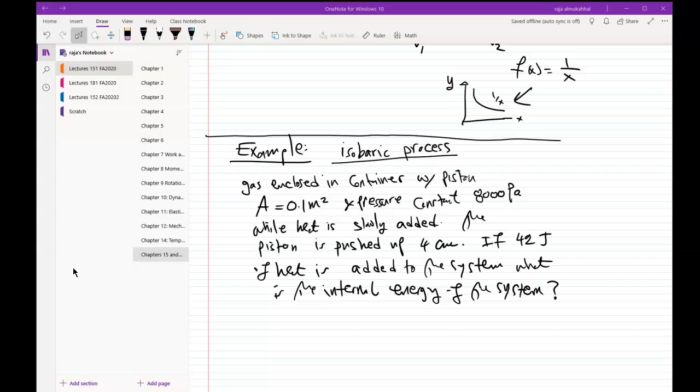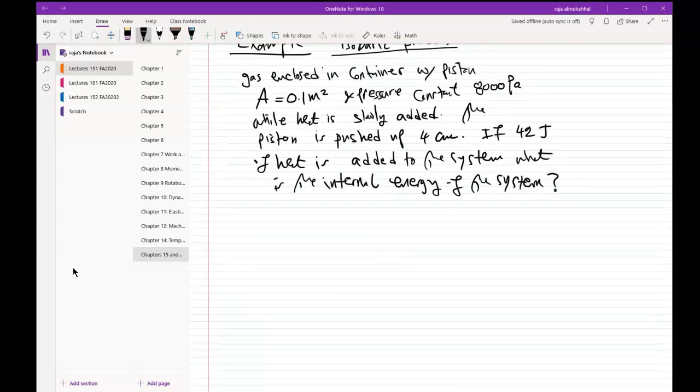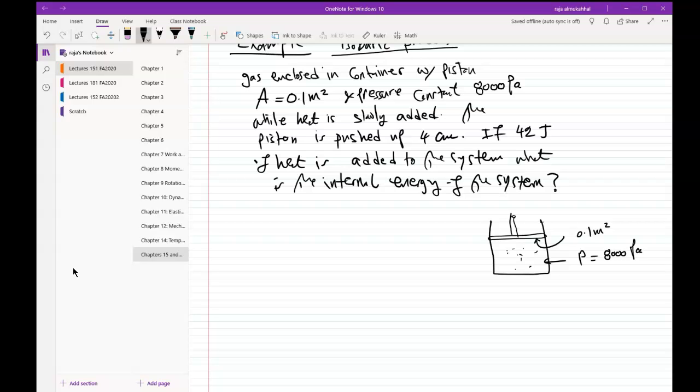Okay, so let me explain what that means. So let's say we have here a cylinder piston system. Here's the cylinder, here's the piston right here. Here's the gas. He says the gas is enclosed in the container, and then we have the area of the piston is 0.1 meter squared, and then you have the pressure inside is maintained at 8,000 Pascal. Okay, and then we are slowly adding heat to the system.